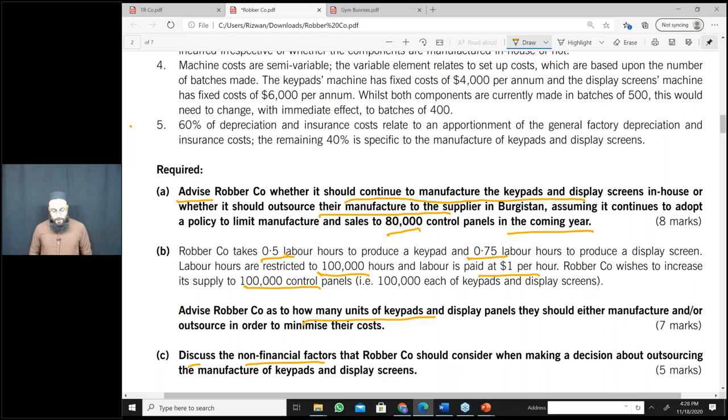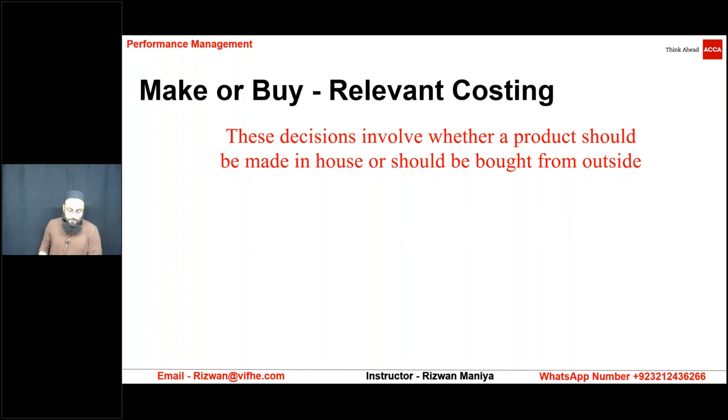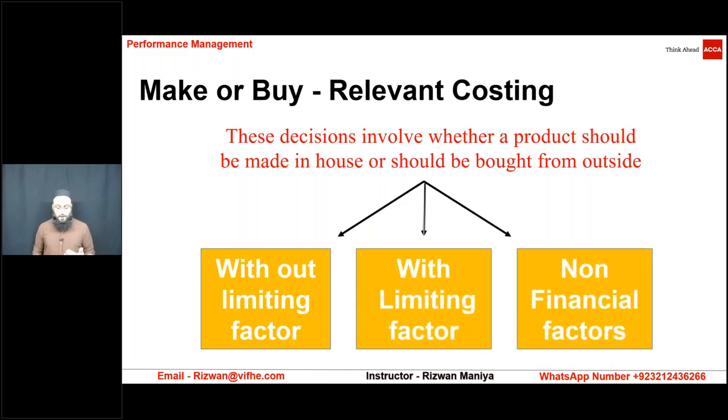Before I read the scenario, I will give you a quick clarity about this topic. So it's a work back strategy. So let's quickly revise the topic. Make or buy, relevant costing. These decisions involve whether a product should be made in-house or should be bought from outside. So I hope this is clear that the decision is very simple. I have a product. Should I make that product in-house or should I buy from outside?